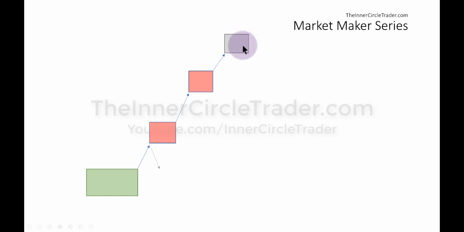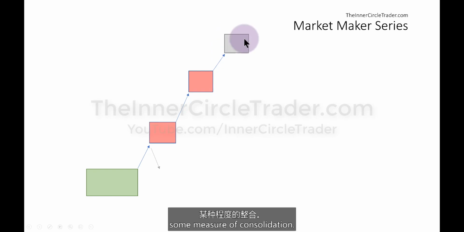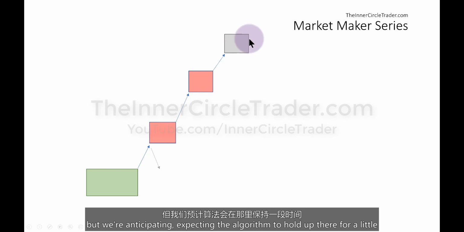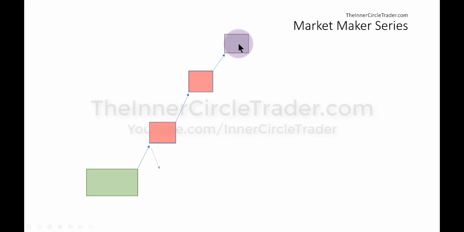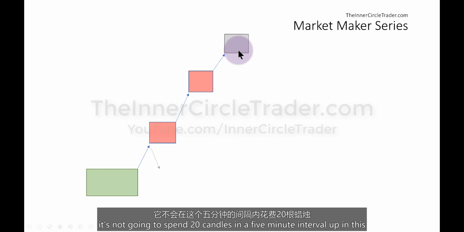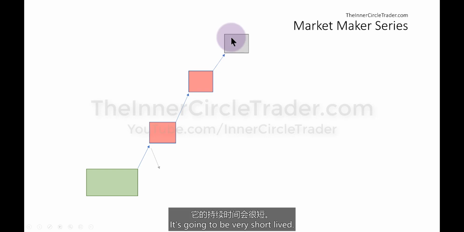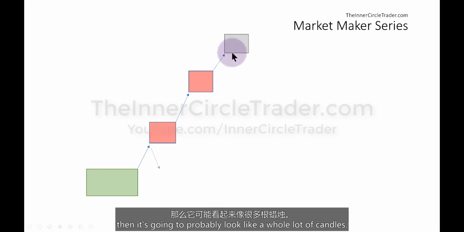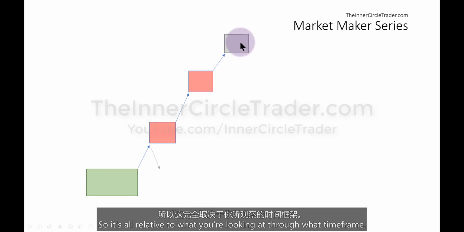Okay, so smart money reversal occurs with some measure of consolidation, not a lot, but we're expecting the algorithm to hold up here for a little while. What's a little while, Michael? Again, it's all relative to the time frame you're studying, because if this is a 5-minute chart, it's not going to spend 20 candles in a 5-minute interval up in this area. You know what I'm saying? It's going to be very short-lived. Whereas if we were on a 4-hour chart and we're seeing this pattern, and we're looking at a 5-minute chart, then it's going to probably look like a whole lot of candles. So it's all relative to what time frame you're looking at.